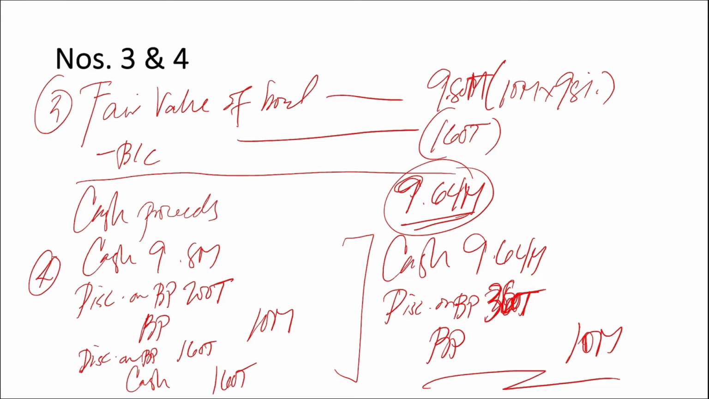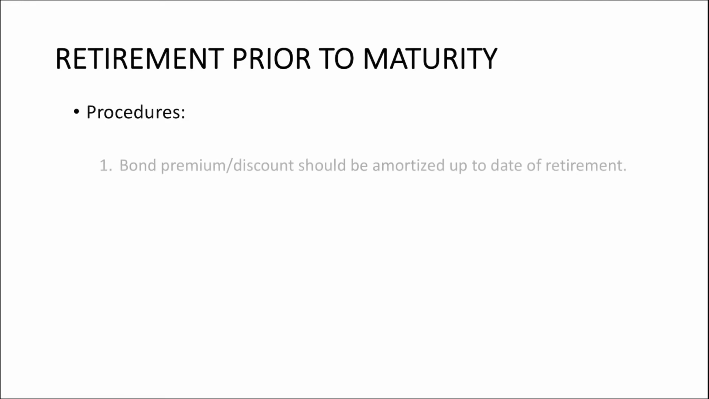Okay? Sige. Oh, last topic for bonds, retirement. Pag sinabi natin retirement ng bonds, ito yung pagsisettle na ng bonds. Binabayaran mo na yung utang dito. So, ano yung mga tatandaan natin when it comes to retirement? No? Procedures. Meron tayong 5 procedures.